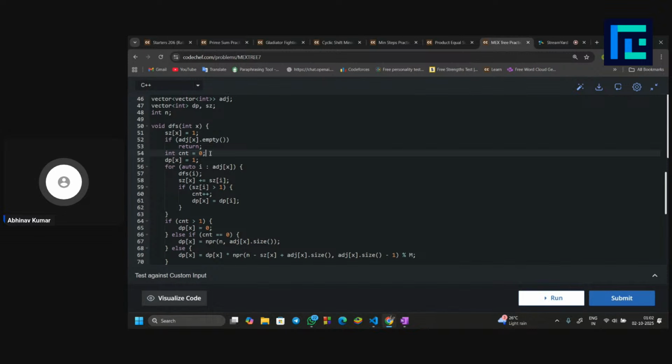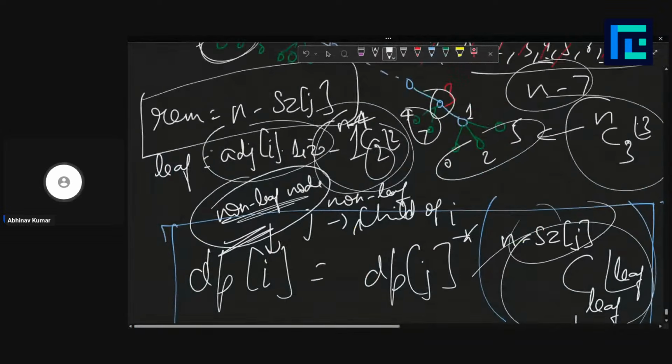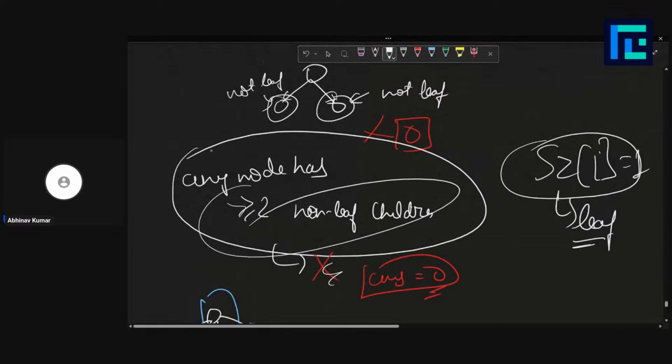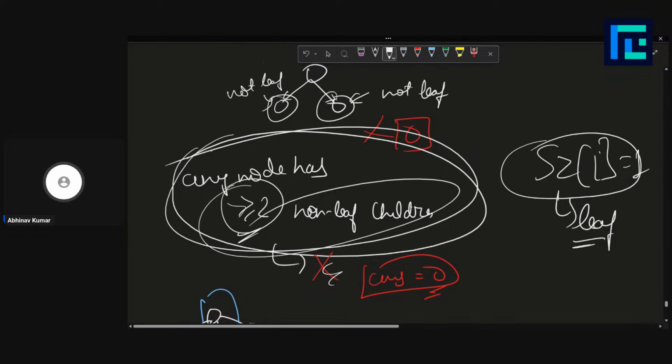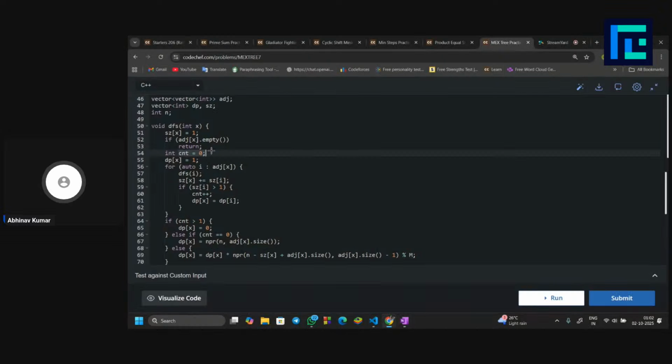Now I start with count equal to 0, and in count I would count the number of non-leaf children of I. If that number of non-leaf children is greater than 2, I can say that my DP is 0. My final answer would be 0. So if for any of the children the size of I is greater than 1, that means it is not a leaf. If it is not a leaf, I do count plus plus.